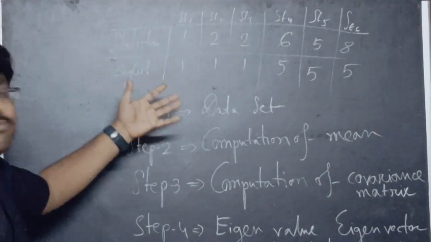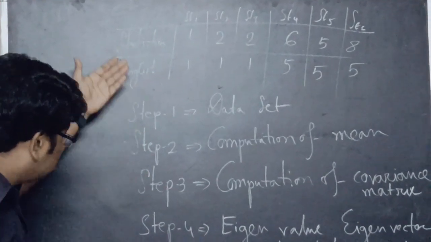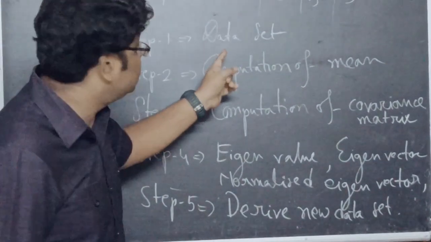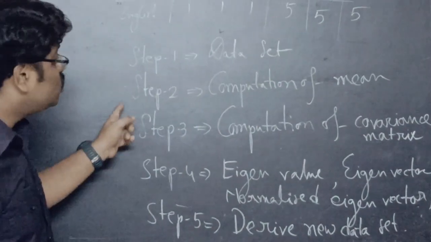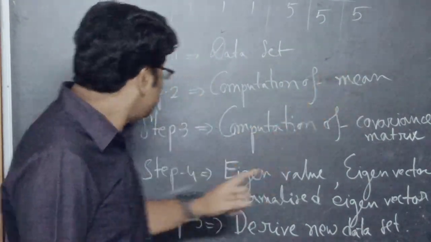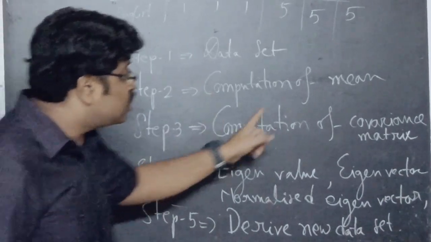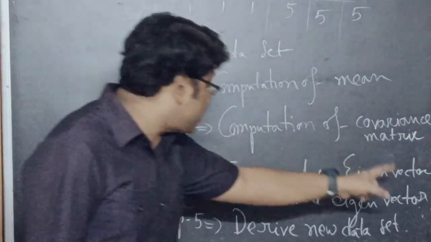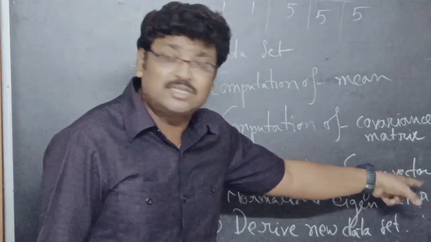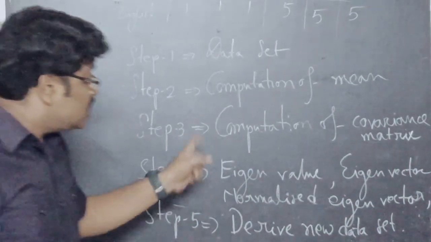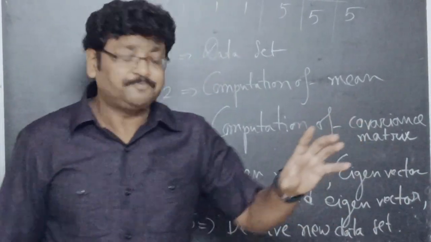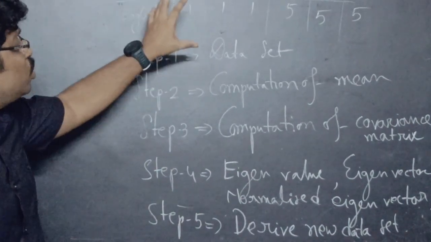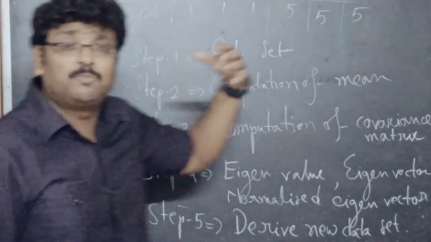For solving this problem, we have to follow these 5 steps. Step 1 is the data set. Step 2, the computation of mean. Step 3 is computation of covariance. Step 4 is eigenvalue, eigenvector, normalized eigenvector. And step 5 is derive new data set. By using these 5 steps, we are going to solve this problem.